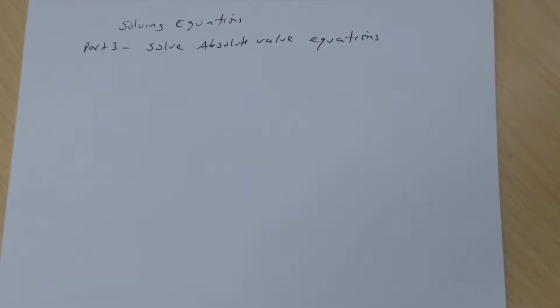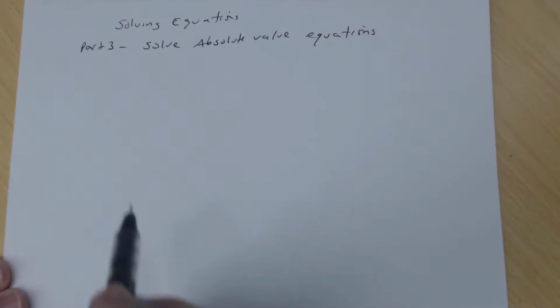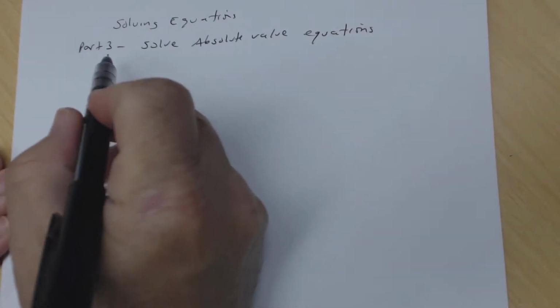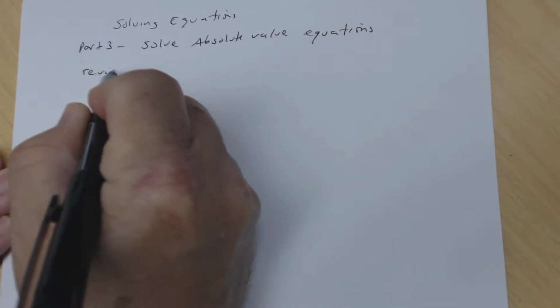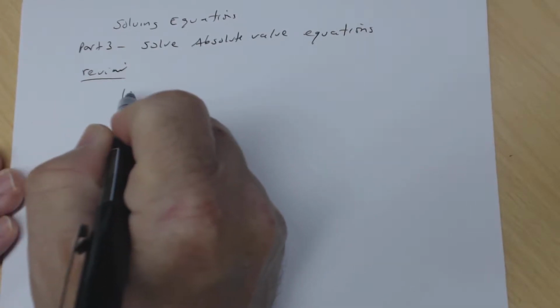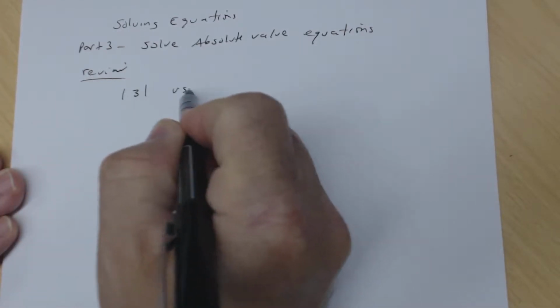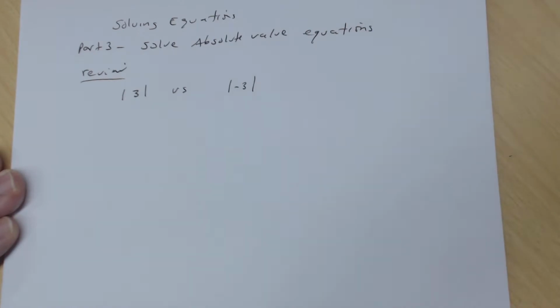So in this part 3 of solving equations, we're going to look at solving absolute value equations. So let's review a couple of things from a previous course. Let's discuss absolute value of 3 versus absolute value of -3.